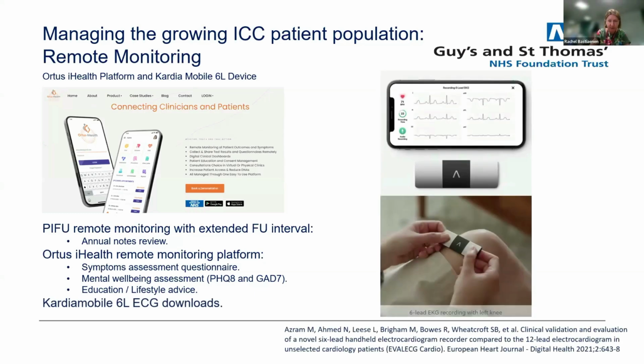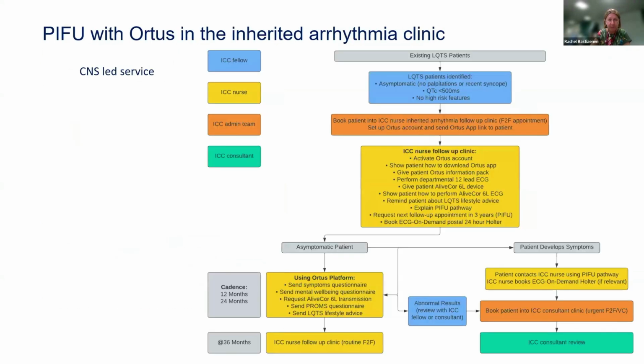What we have worked with the Ortus team to do was to integrate ECG downloads within the platform. We use the CardioMobile 6-lead devices, which have been validated and shown to be effective and useful for measuring the QT interval and to give accurate QT measurements, which of course is important if you're not going to see a patient frequently, that there's still an opportunity to gather data on how they are doing in a way that encompasses more than just a symptoms assessment. And for long QT syndrome, the QT interval measurement is important.